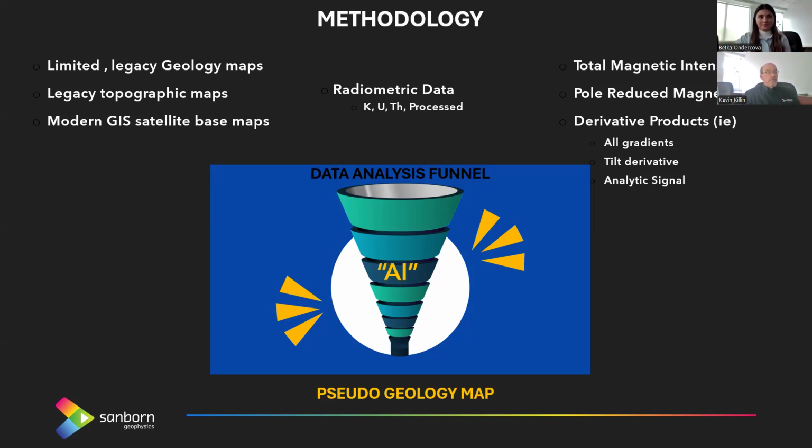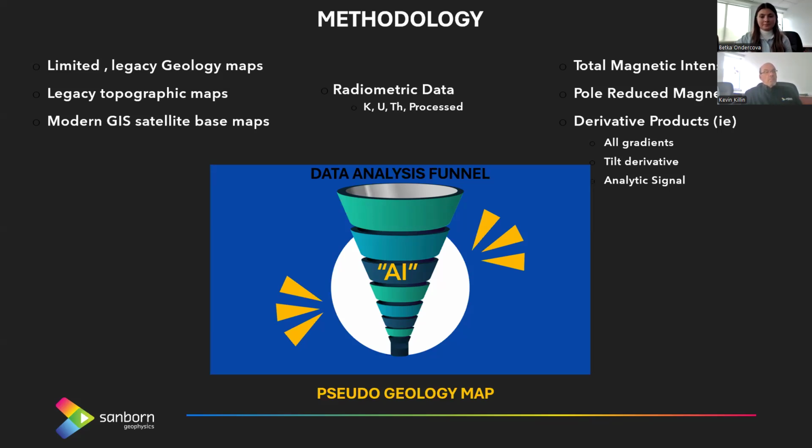So we did a lot to make sure that everything was georeferenced properly. And then we took the geophysical data and calculated all of the different kinds of possible derivative products for the magnetic data and also the radiometric data. So we did gradients and tilt derivatives, calculated them all.